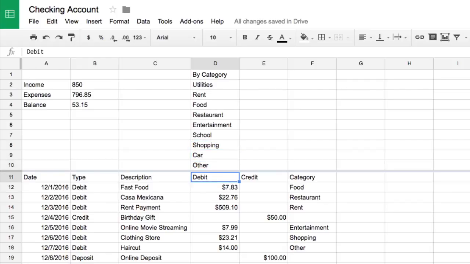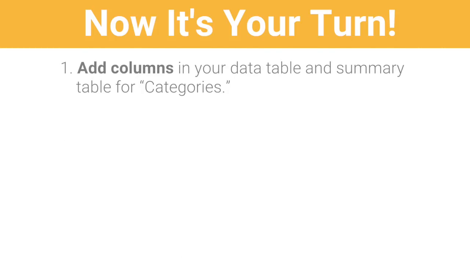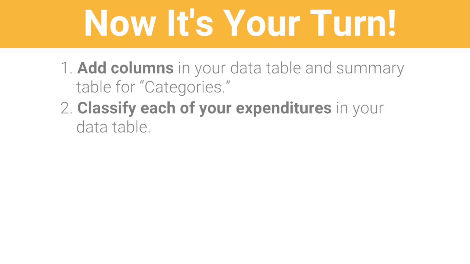Once you have labeled all of your expenditures, move on to the next video to start calculating your total expenditures in each category. Now it's your turn. Add columns in your data table and summary table for categories. Classify each of your expenditures in your data table. Then, move on to the next video.